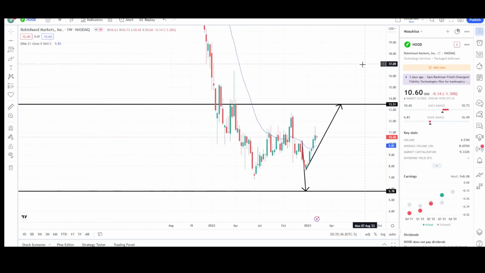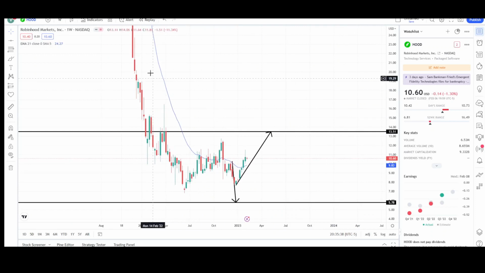So that's all I have for Robinhood this week. Basically, it's consolidating after a large move down, which is expected. We're just in between two price levels. Eventually, something's going to give, and it looks like it's probably going to be to the top side. So that's all I have for Robinhood so far.